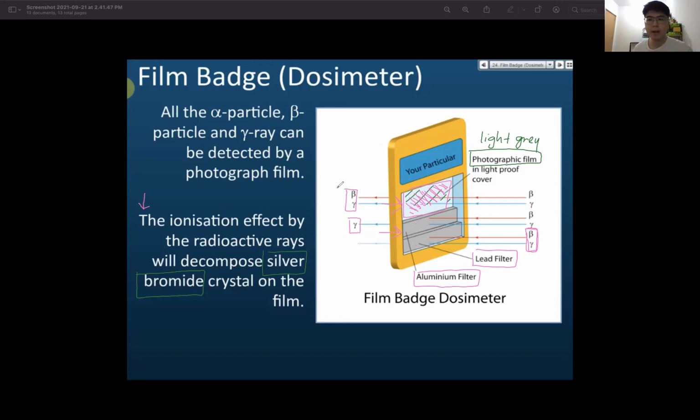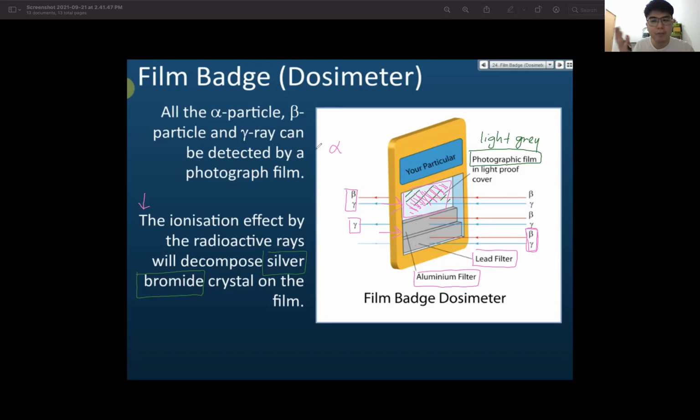Okay, why is there no alpha? Maybe you wonder, where is the alpha? Alpha normally is destroyed soon after it is emitted. The moment it comes out, it is destroyed already. It doesn't have a long lifespan. It's just a few centimeters, and it dies in the air. So seldom do you have alpha.